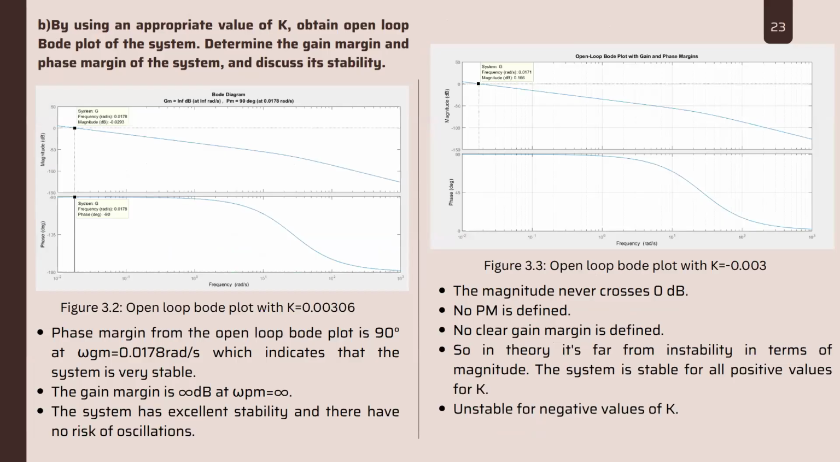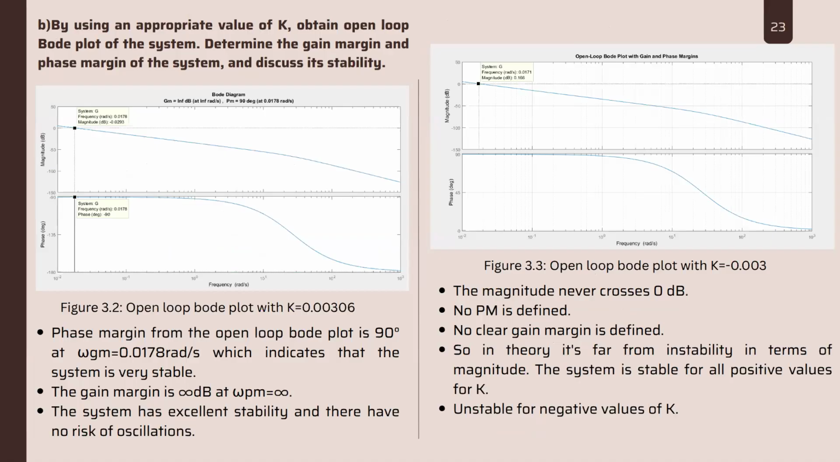For B, we need to use an appropriate value of K to obtain the open loop Bode plot. First we try K equal to 0.00306, and we get a phase margin of positive 90 degrees at omega GM 0.0178 radian per second, which indicates that the system is stable. The gain margin is infinity dB at omega PM infinity. So the system has excellent stability and no risk of oscillation.